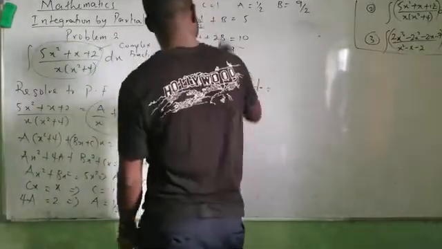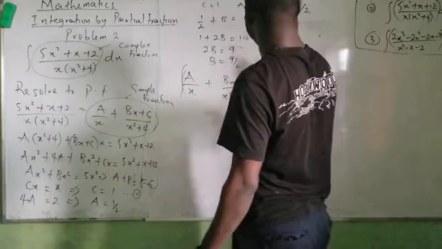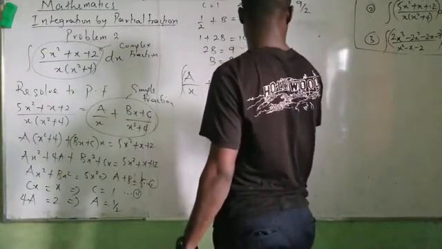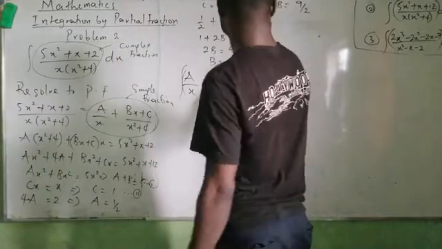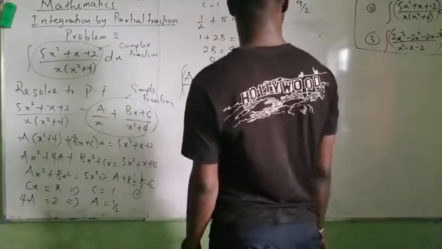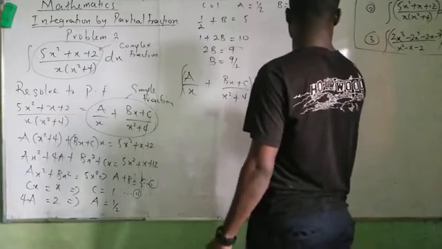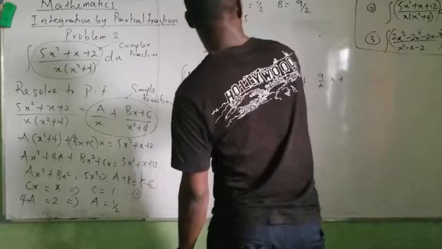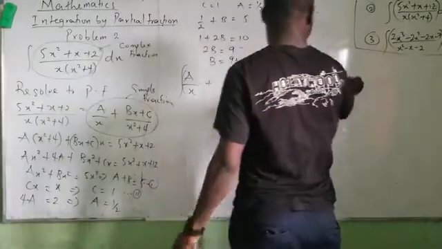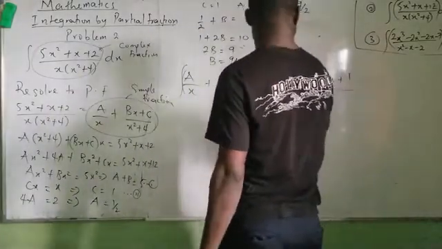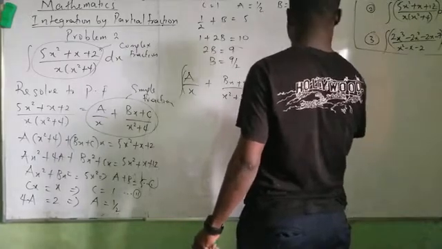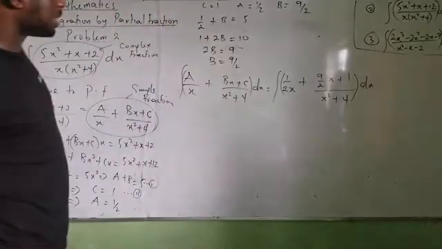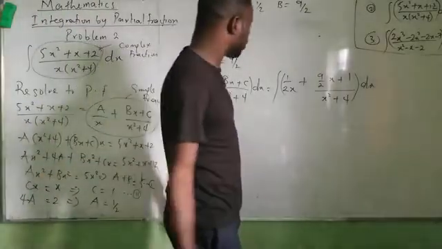Now, I can put the value back. What is my a? My a is 1 all over 2. So 1 all over 2 x plus, what is my b? My b is 9 all over 2, and my c is 1, divided by x squared plus 4 with respect of what? X. Now, at this point, I'm good to go, which I have no problem anymore.